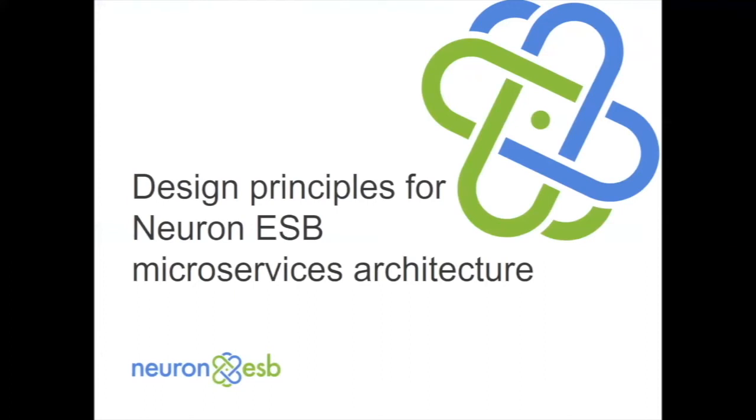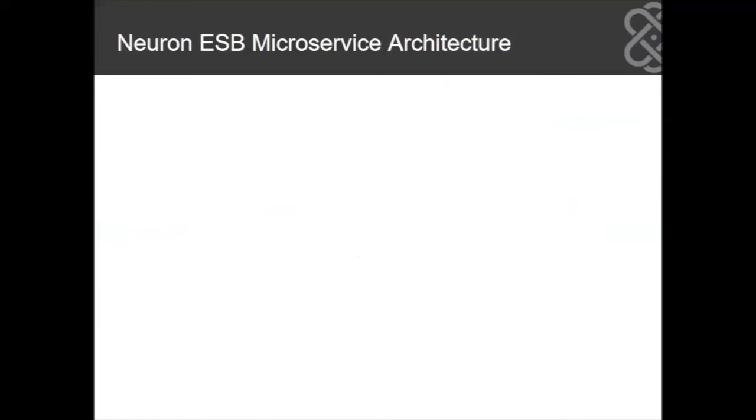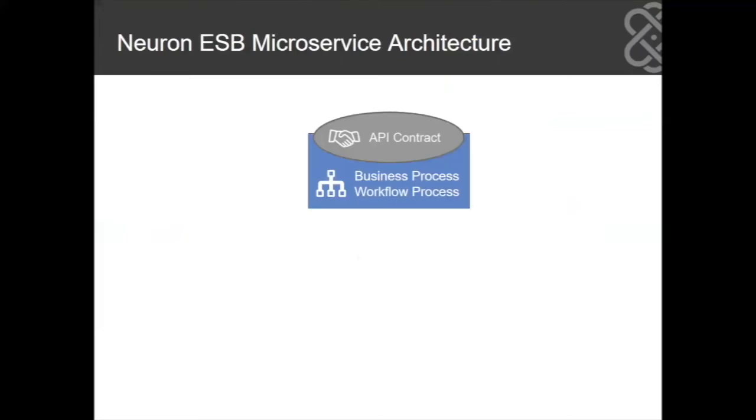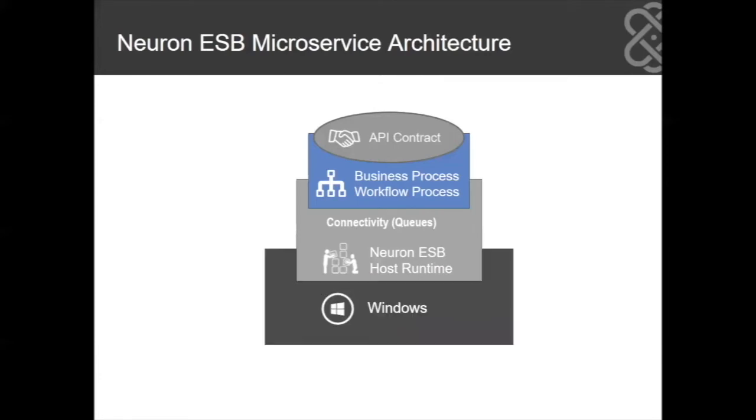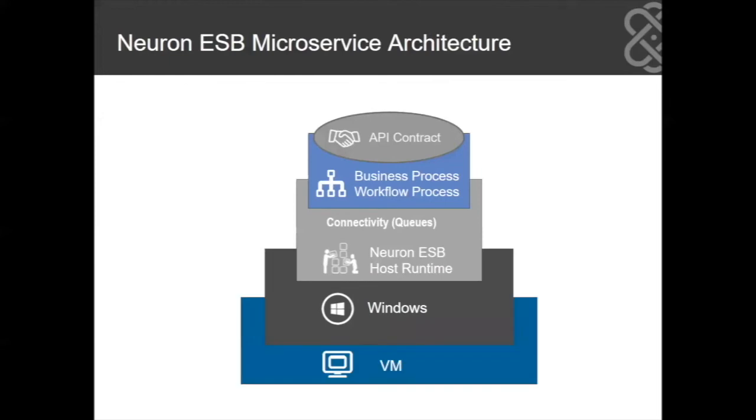We're going to talk about the design principles of the Neuron ESB microservice architecture. Typical on-premise microservice architectures look like this. Using Neuron, you can define your API contract. Using the business process and workflow feature, you can implement your API. And you can assign your API to run under the Neuron ESB host runtime. You can specify queues there, and then eventually all these things are running in Windows as an individual process, or as an independent process.